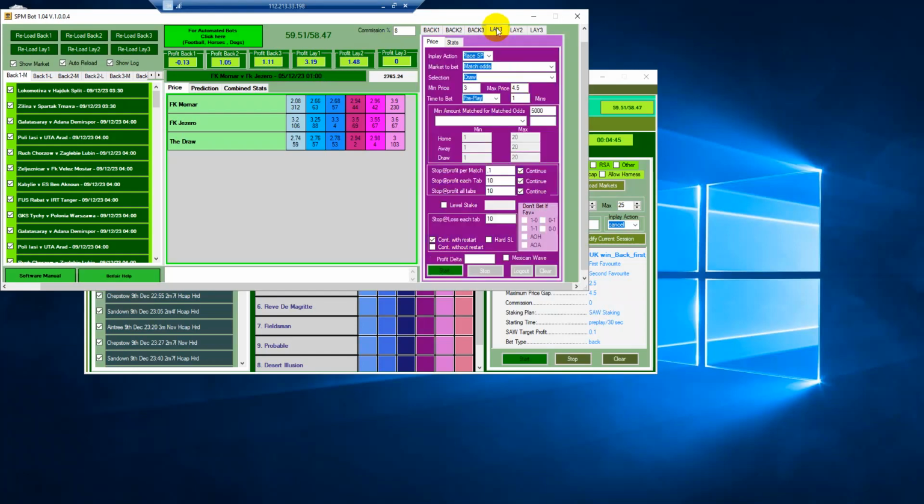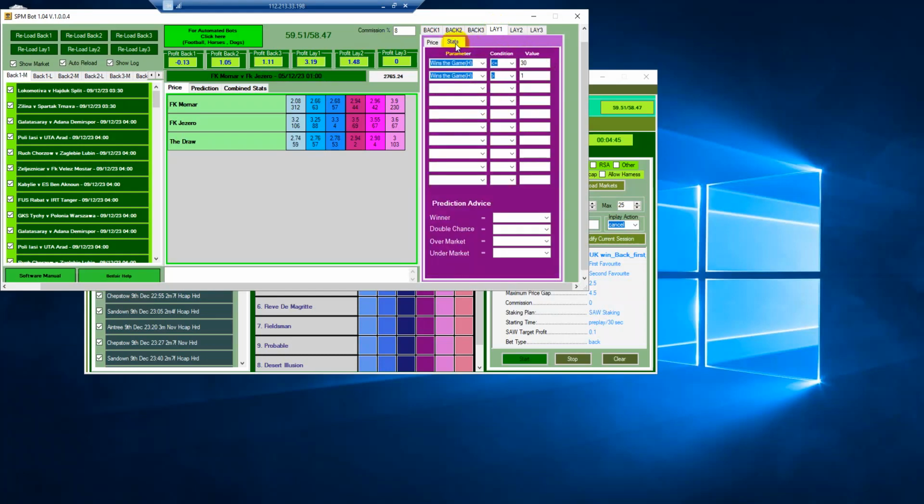Okay, let's go to Lay One. Place SP, match odds, we're laying the draw. Lay the draw, odds 3 to 4.5. $5,000 minimum matched. All standard here. Then go to stats. Win the game, very important, less than 30. We are expecting the home team to not win the game. It has to be less than 30 and also greater than 1.